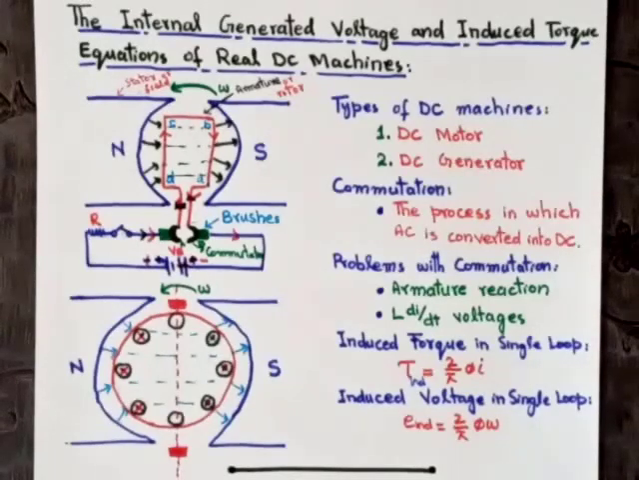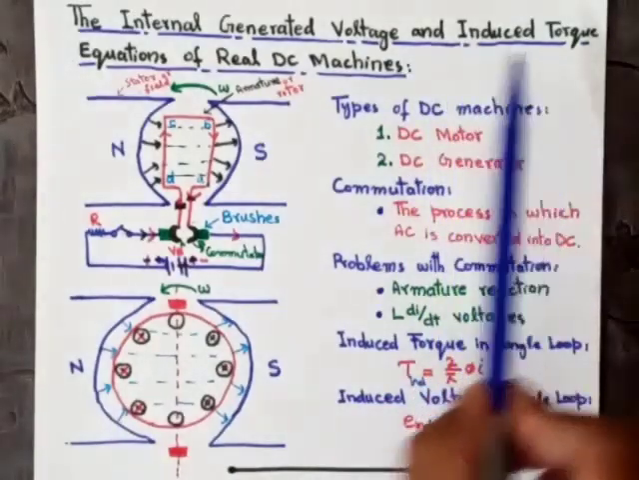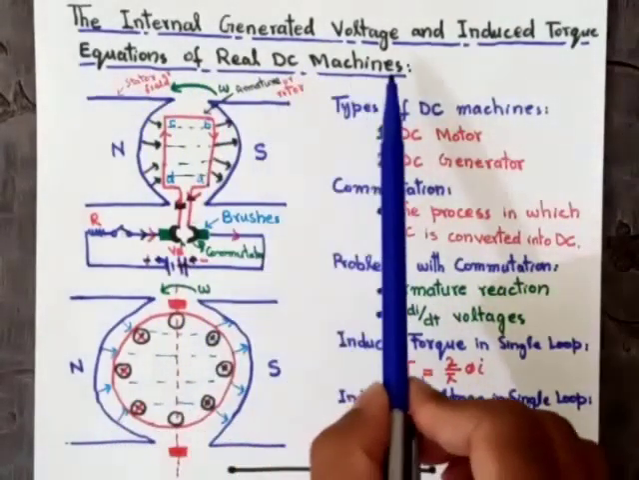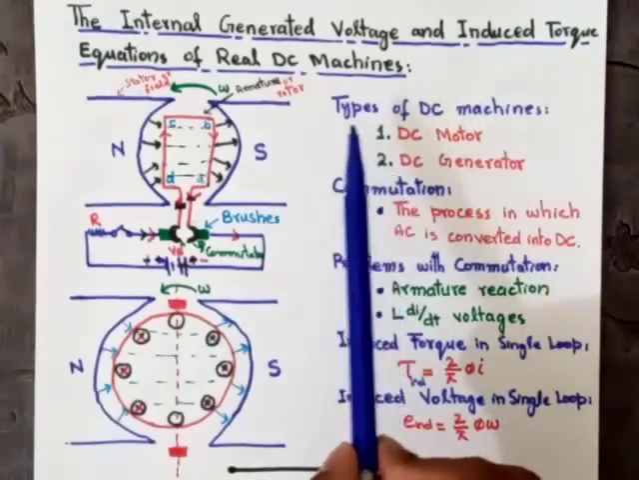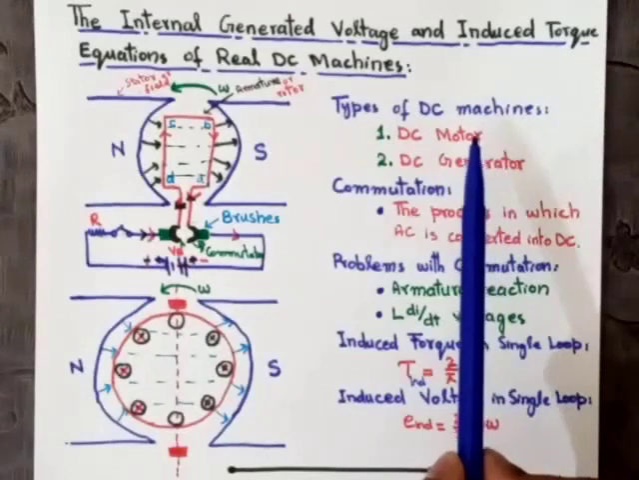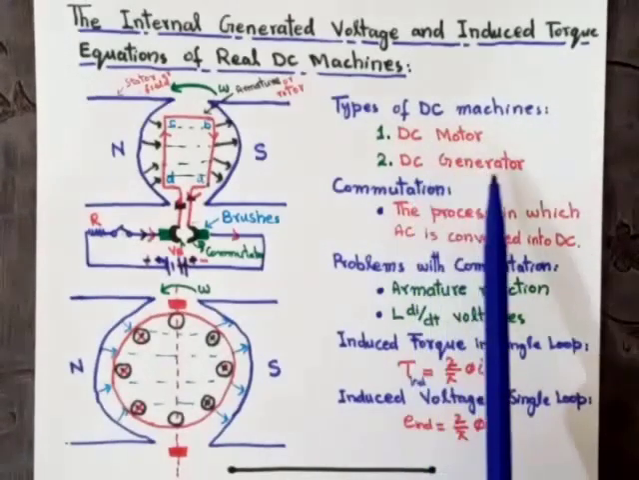In the last week's lectures, we discussed the problems with commutation and solutions to those problems. In this lecture, we will look at the internal generated voltage and induced torque equations of real DC machines. Like AC machines, there are two types of DC machines. The first one is the DC motor and the second one is the DC generator.